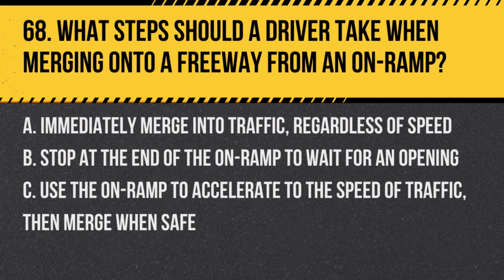Question 68. What steps should a driver take when merging onto a freeway from an on-ramp? A. Immediately merge into traffic, regardless of speed. B. Stop at the end of the on-ramp to wait for an opening. C. Use the on-ramp to accelerate to the speed of traffic, then merge when safe. Answer. C. Use the on-ramp to accelerate to the speed of traffic, then merge when safe. Proper merging technique is essential for safety on freeways.